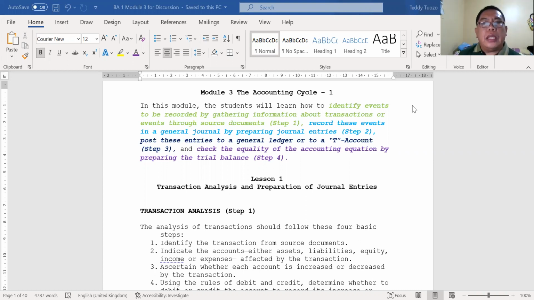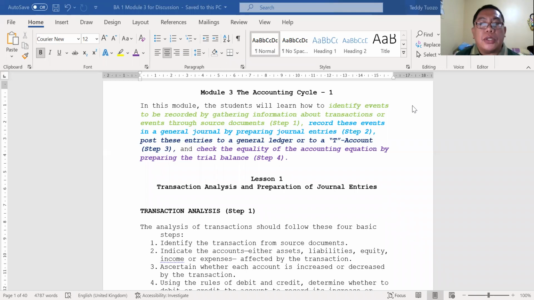Today, you will learn Module 3. This is the first part of the accounting cycle. You will learn how to identify events to be recorded by gathering information about transactions or events through source documents. That is step number 1 of the accounting cycle.